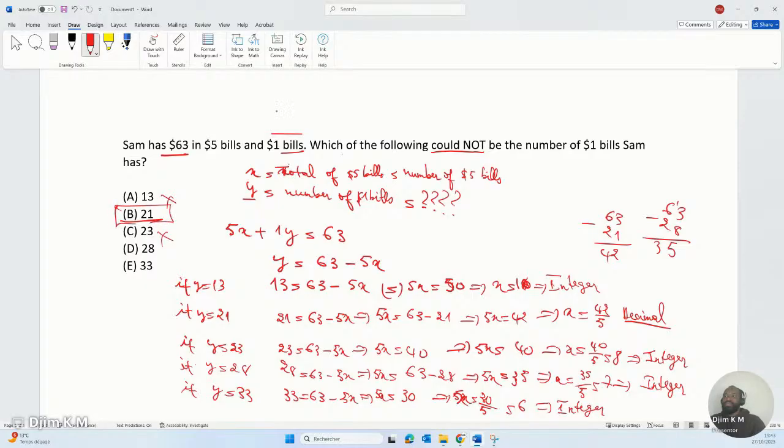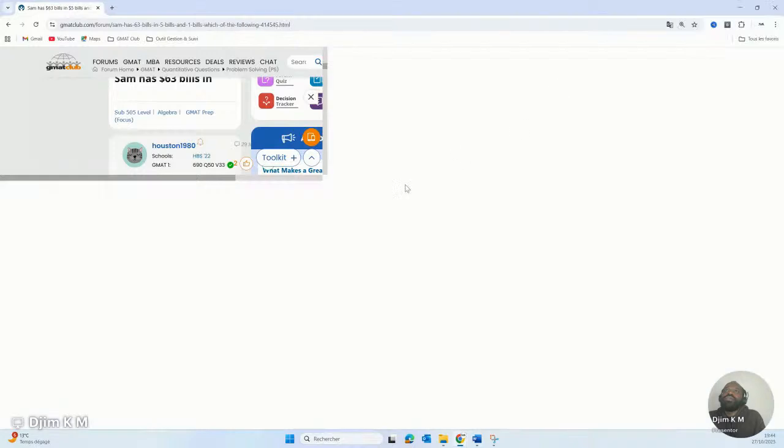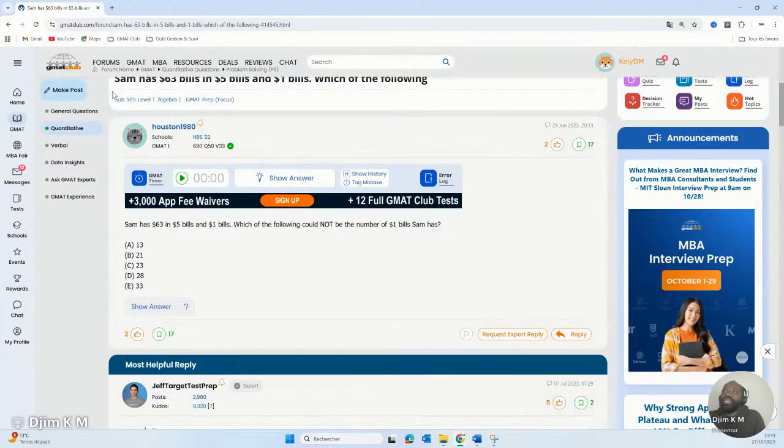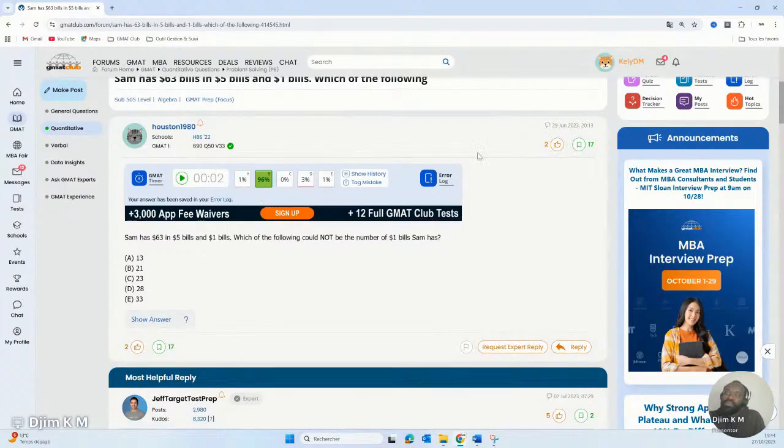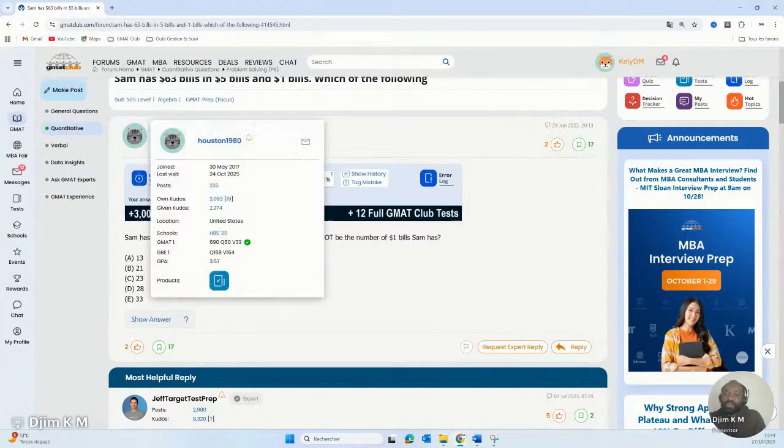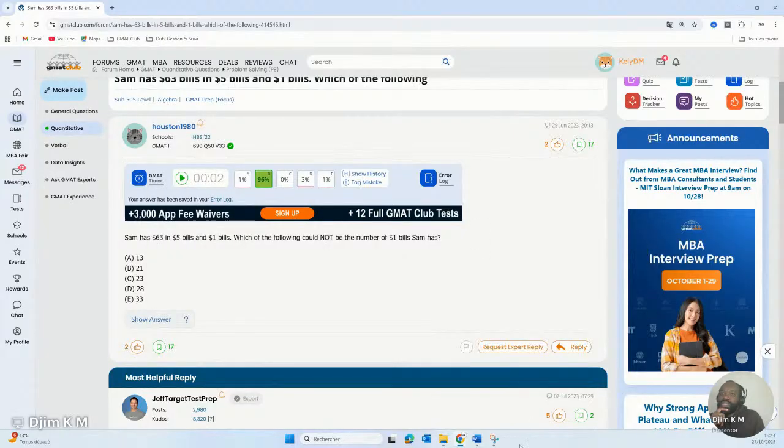So the number of $1 bills cannot be equal to 21. If we try to check, answer B. So answer B is the answer. So that's it.